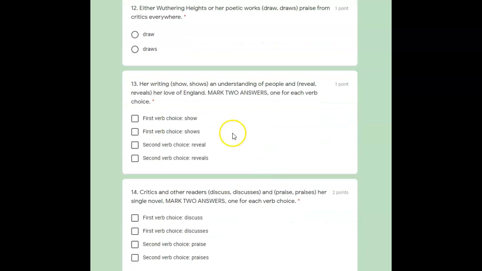Okay. 13. "Her writing show or shows an understanding of people and reveals her love of England." Now here we're going to mark two answers because we have two verb choices. You'll have a first verb choice and a second verb choice. So who or what is the sentence about? Her writing. So her writing, does it end with an S? No. So your verb should end with an S.